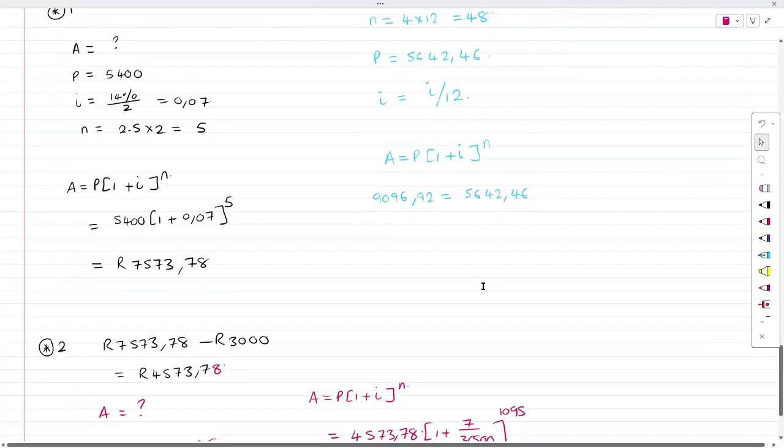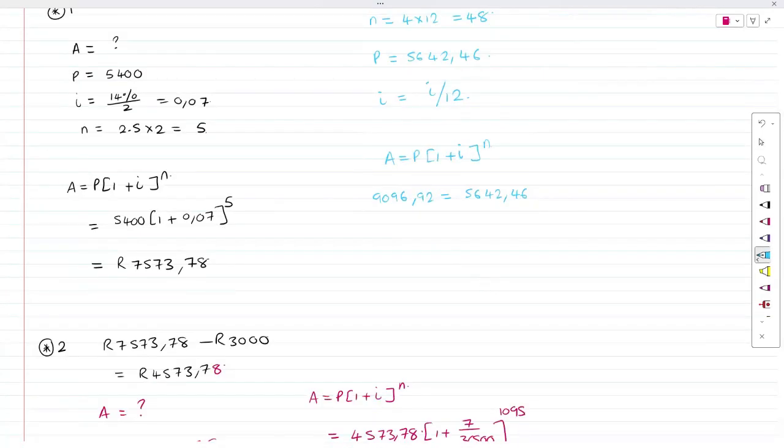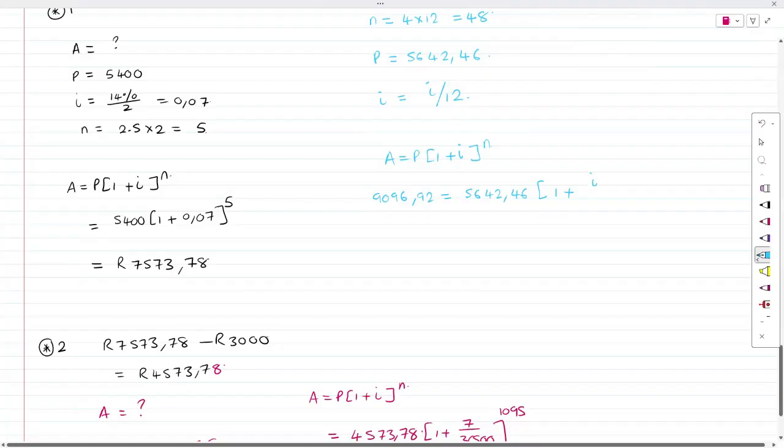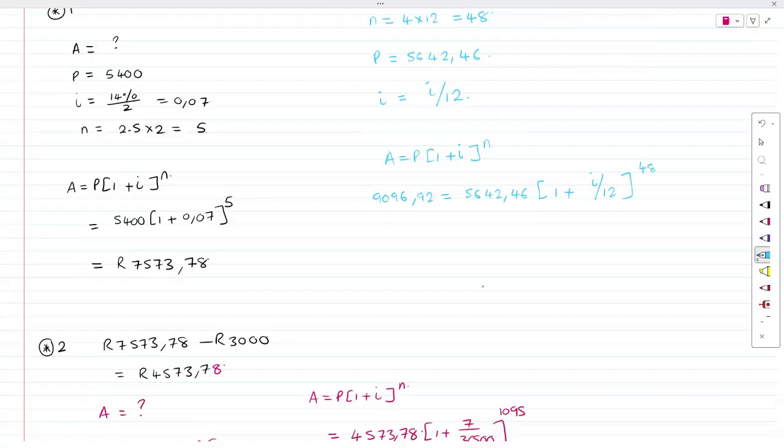A is 9,096.92 equals P, which is 5,642.46, times 1 plus, let's just leave it as I over 12, to the power of 48. To solve this should not be a major problem. I think it is quite simple, as long as you don't mess up any of the decimals.